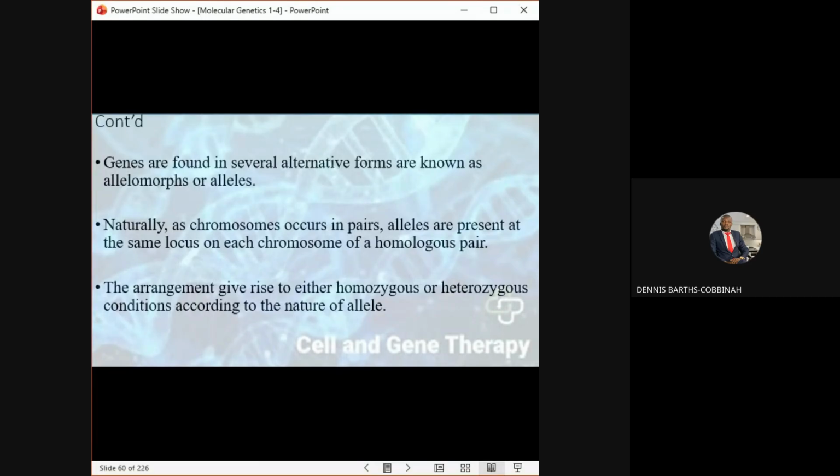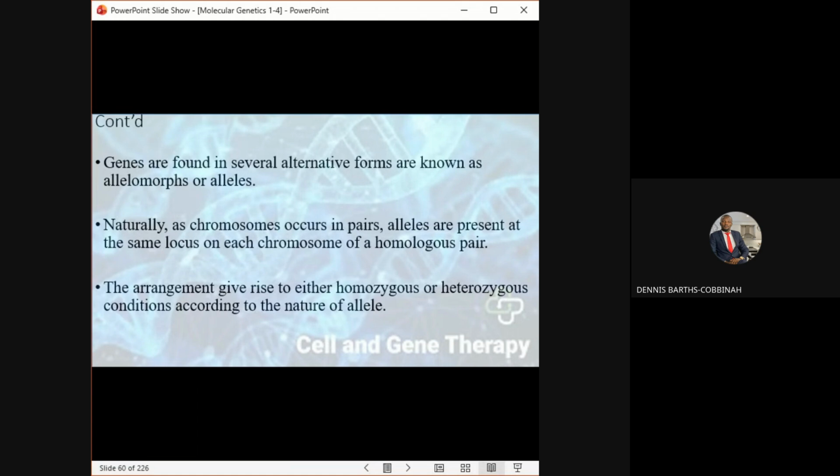Okay, so in the males, we can say they are heterogametic. Heterogametic in the sense that they have different chromosomes. They are not the same. So you have X chromosome and you have Y chromosome determining their sex. So we say heterogametic. And the females, we say they are homogametic.